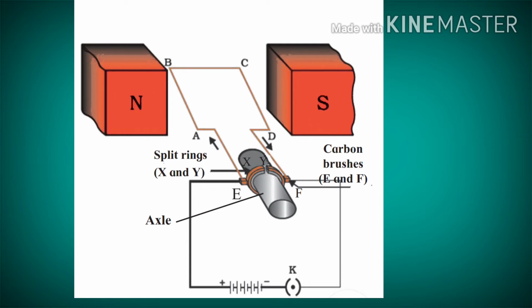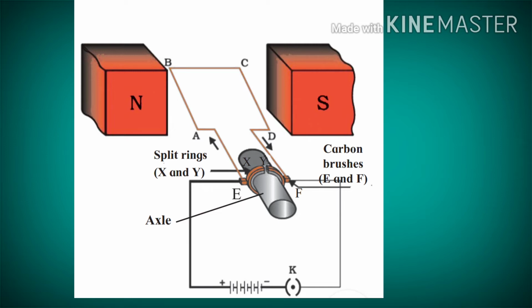Coming to its working, it consists of a rectangular loop of a copper wire having a resistive coating so that current doesn't get wasted, which is placed between two strong magnets, north pole and south pole, such as a horseshoe magnet also, in such a way that sides AB and CD are perpendicular to the direction of magnetic field.